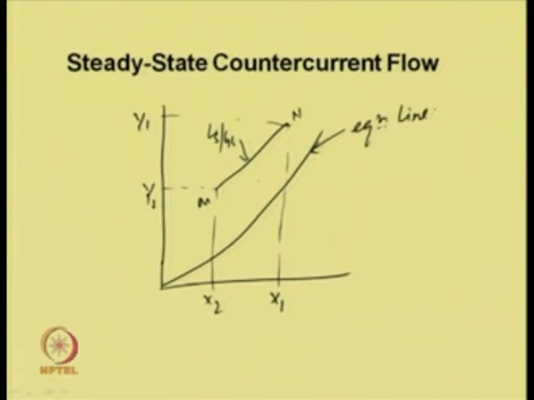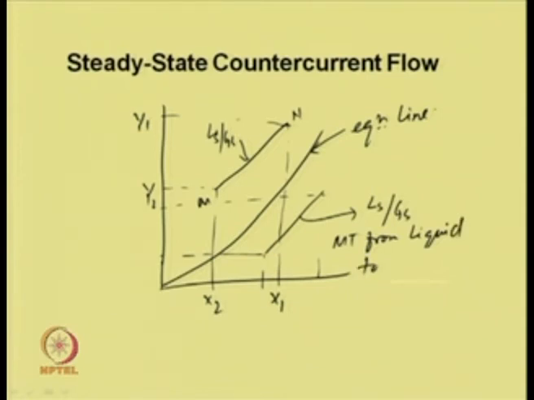So, if the solute transfers from the gas phase to the liquid phase, then the operating line is above the equilibrium line. If solute is transferred from liquid to gas, then the operating line will be below the equilibrium line. So, this is also with the slope L s by G s and mass transfer from liquid to gas phase.